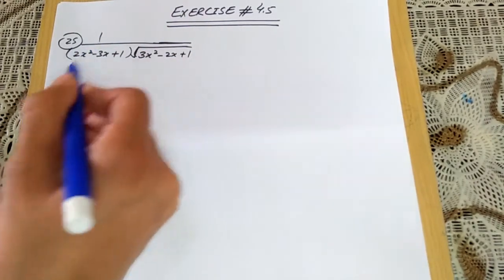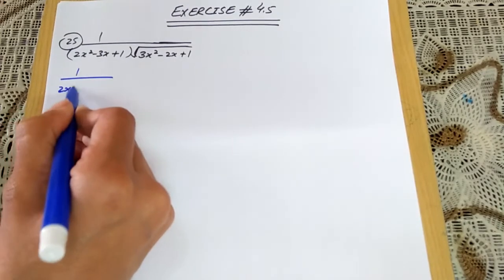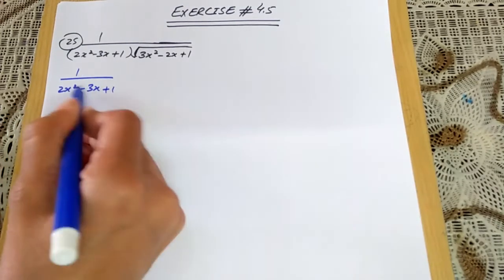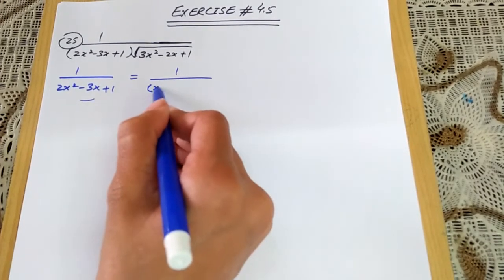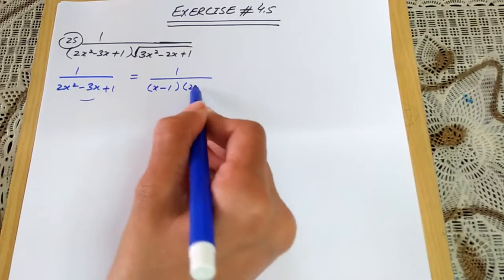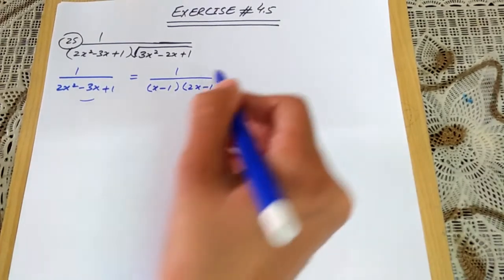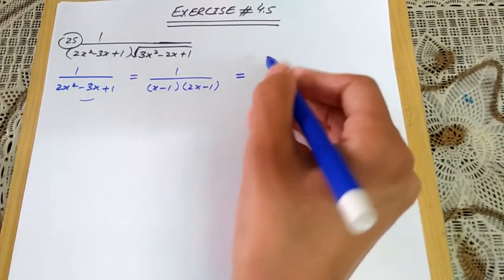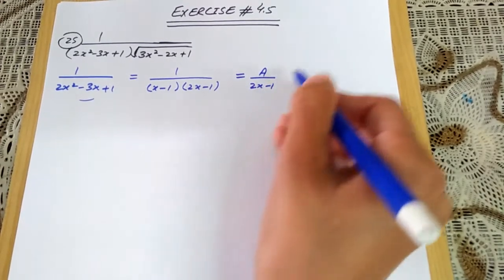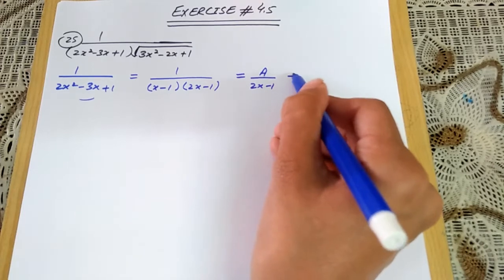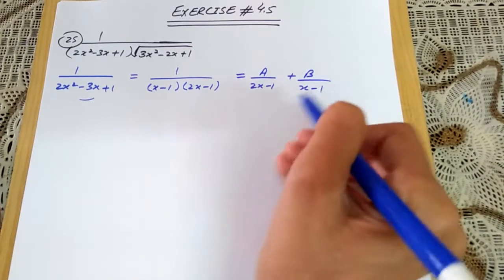Consider this function, that is 1 over 2x² − 3x + 1. Just factorize this function. After factorization you will get 1 over (x − 1)(2x − 1). Now find the partial fraction of this function. Let it be A over 2x − 1 plus B over x − 1.